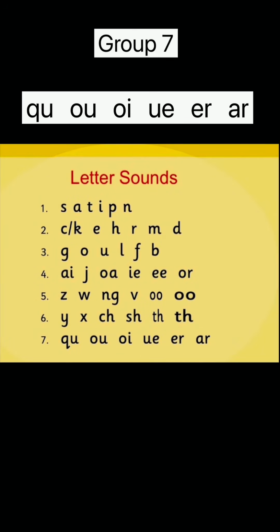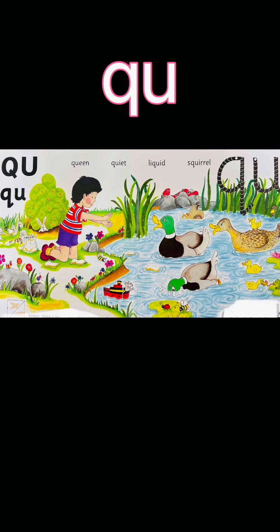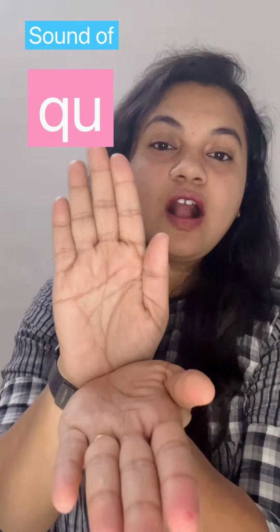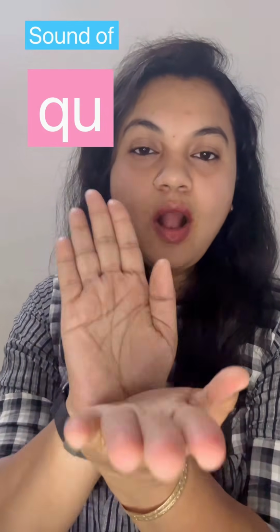Now, group number 7: QU, OU, OI, UE, ER and AR. Sound of QU. For action, make a duck's beak with your hands and say qua, qua, qua, qua. Sound of QU.